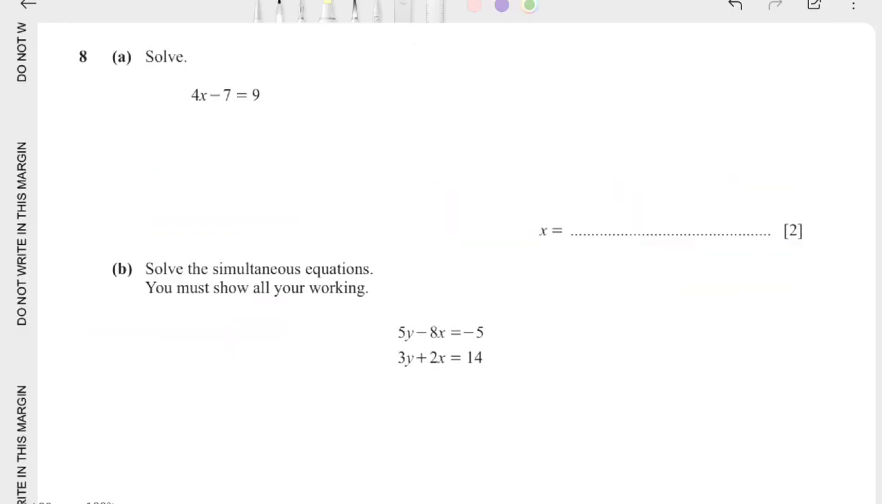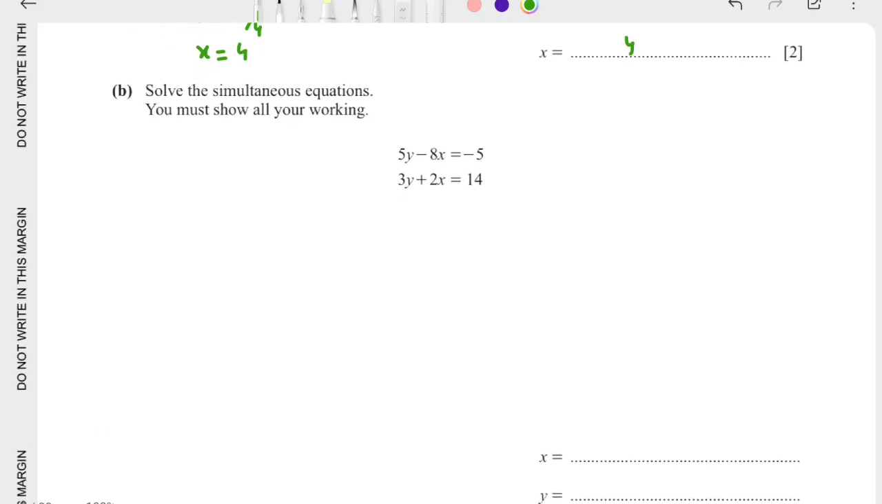Next question. Solve 4x minus 7 is equal to 9. So this is a very simple question. We are going to add 7 on both sides. So it would be 9 plus 7, and the 7s cancel out. 4x is equal to 16. X would be equal to 16 divided by 4, and the value of x would be 4.